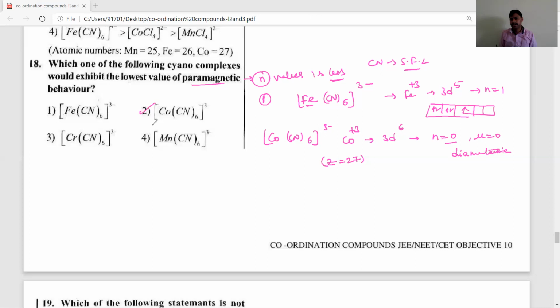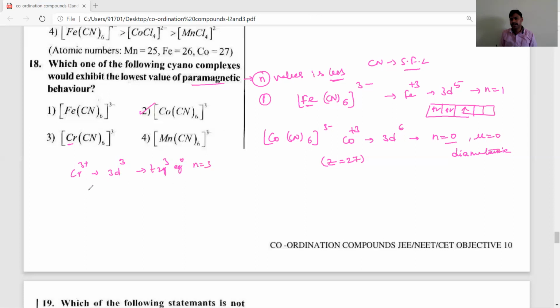Okay, students. Now this Cr(CN)6 means chromium is in the +3 oxidation state. Chromium +3 means its electronic configuration is 3d3. With a strong field ligand, its electrons are filled t2g3, eg0. Then n is equal to 3.